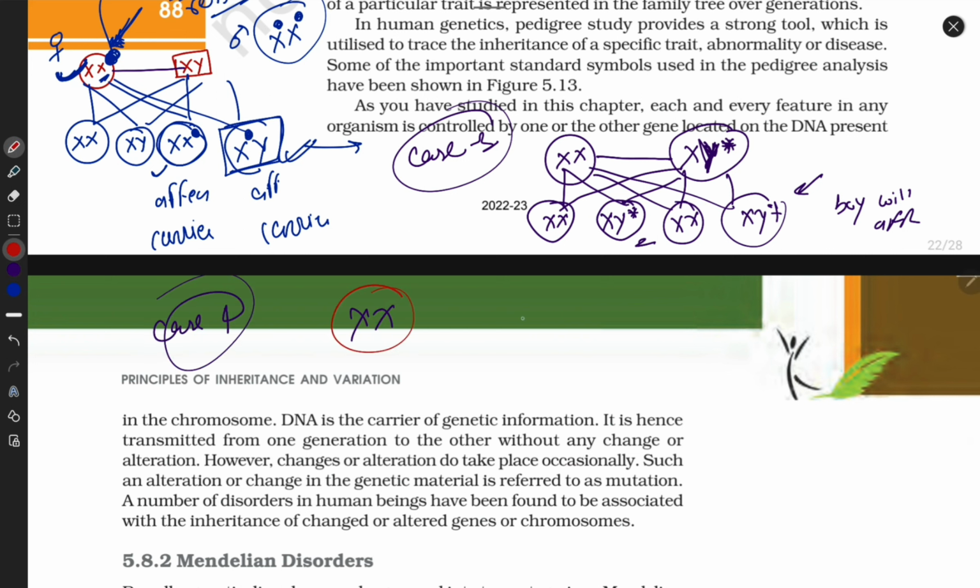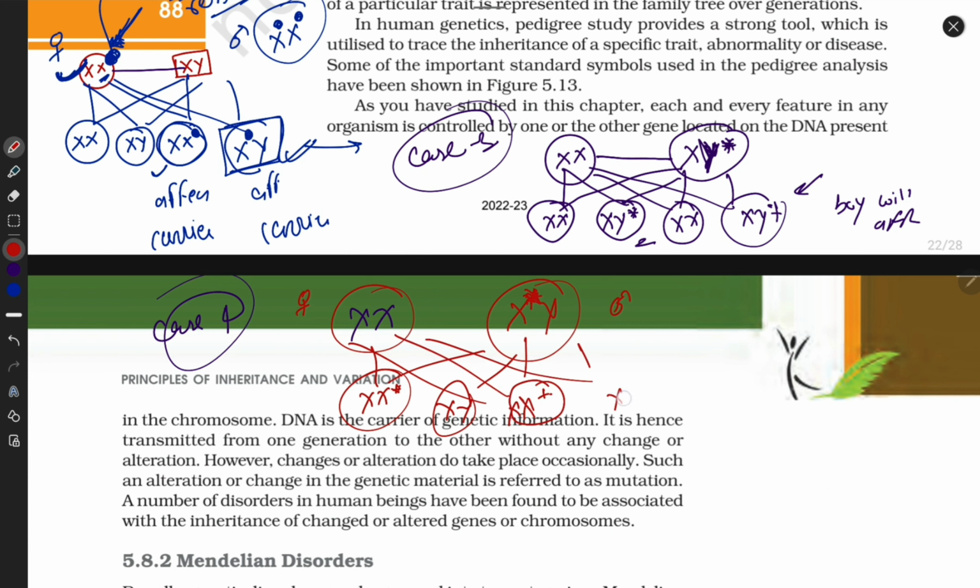Okay. Case 4. Wait, let me change a pen. Now here the X chromosome of the male is affected. Now tell me what happened with them. Will the girl child be affected or not? Yes. The boy is normal. The girl child is affected, but the boy is normal. So here the girl child is affected. Girls will be affected. Now what do you understand?